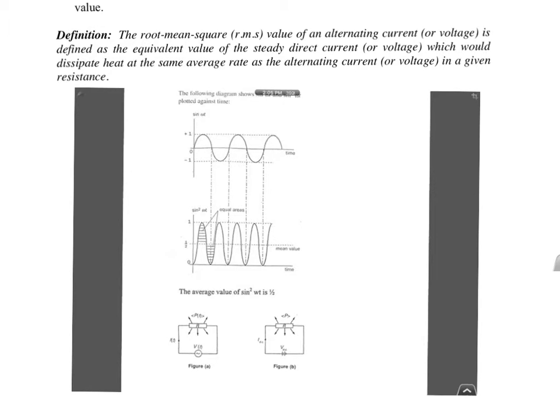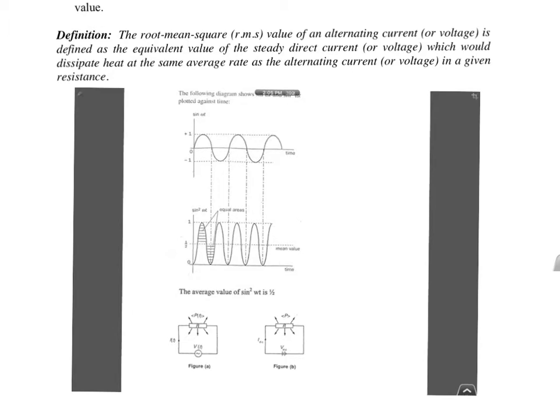For those who suggested using average, it wouldn't work because the average will be 0, because it fluctuates from positive maximum to negative maximum. Then people say use the peak, but peak is also not accurate because it's only at that point for a very short time. So they came up with a term called root mean square value. So what is actually the root mean square value of an AC?